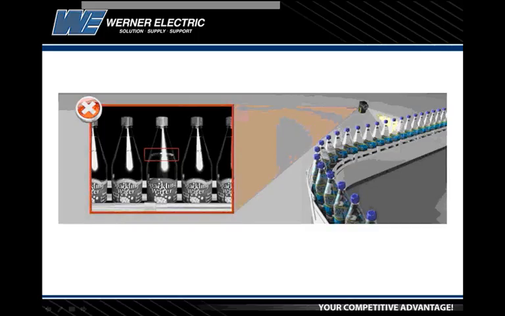Here we see a bottle passing by where the fill level is too low, and the Checker, by looking through the side of the bottle, can see that the fill level is not where it should be and kick that product out.